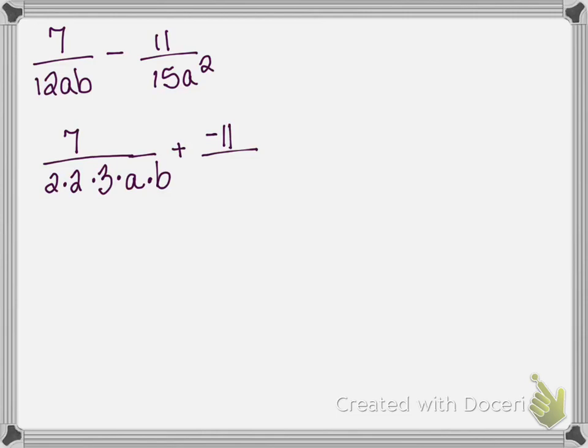Okay, 15 breaks down to 3 times 5. Then I have a times a. So for my least common denominator, I've got to have 2 a's in it. A times a. I've got to have at least a squared. So my LCD, I have a 2, a 2, and a 3.